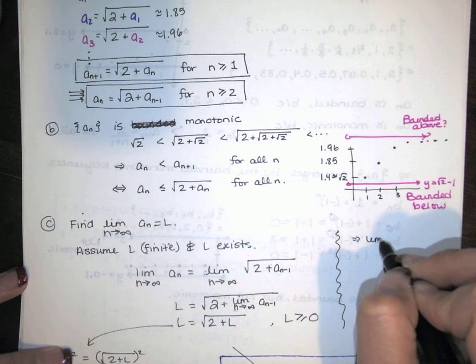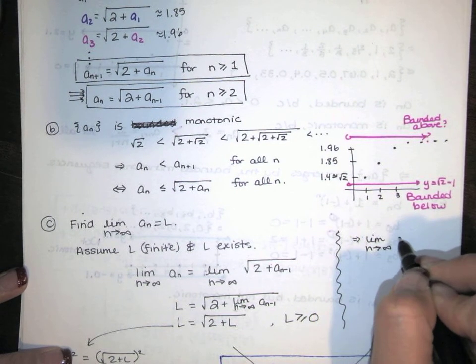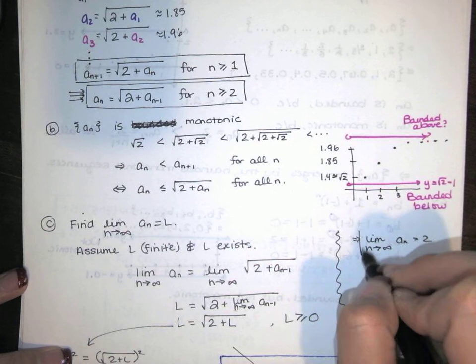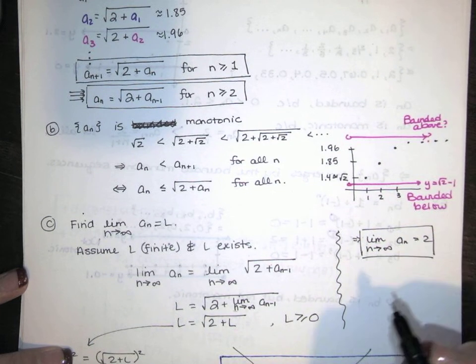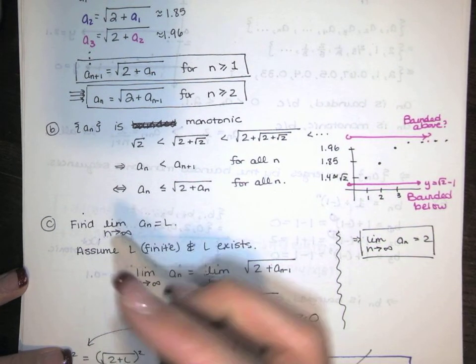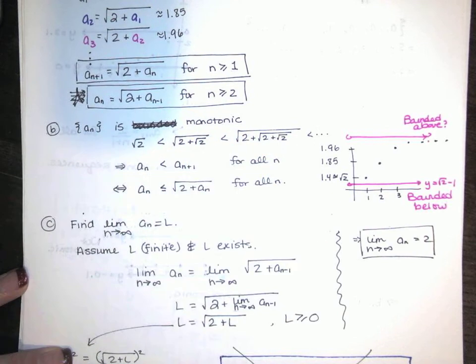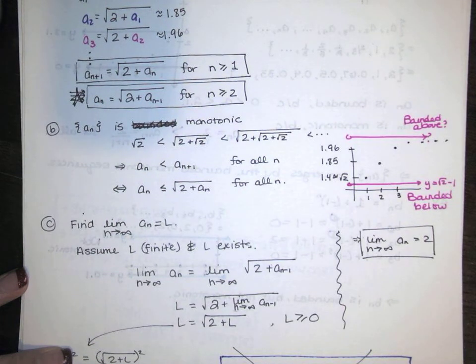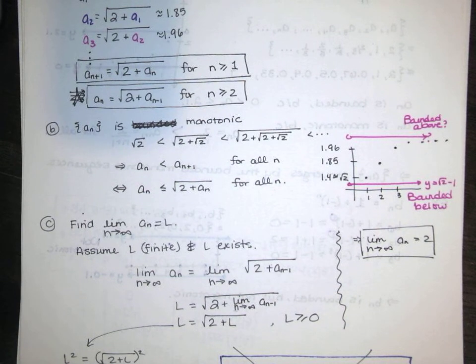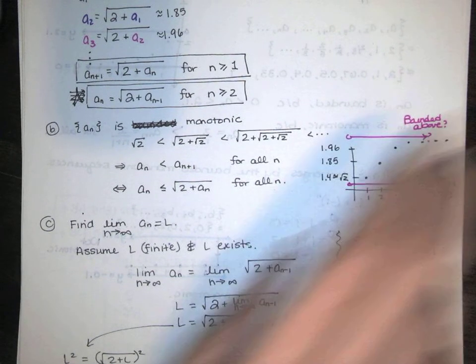We've got the limit as n goes to infinity of a sub n is equal to 2. And the way we did that was we took the limit of this equation, this one right here. We took the limit of both sides as n goes to infinity and used the fact that the limit of a sub n is L when the limit of a sub n minus 1 is L. And then we just solved that equation for L. And so that is the bounded monotonic sequence theorem.